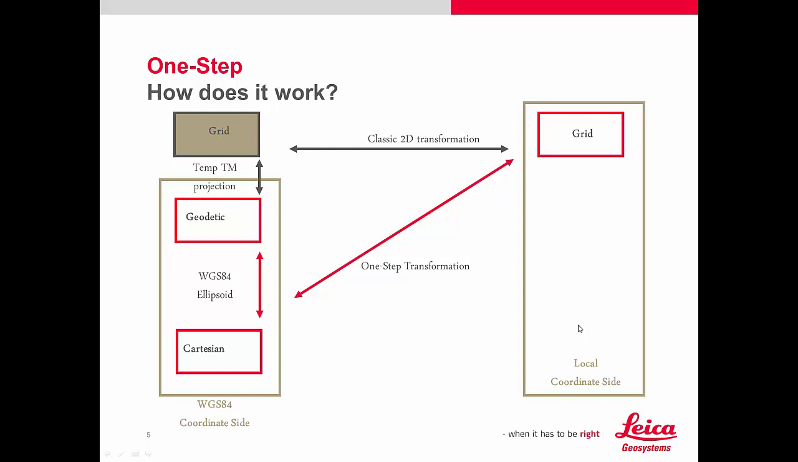Today we are going to continue our last session regarding the data on demand module in Infinity. Just a quick recap. Last time we talked about the one-step transformation, in which we convert from the WGS84 coordinate side directly to the local side without any information about the local ellipsoid and the local projection. We now need to see how to implement this in Infinity.